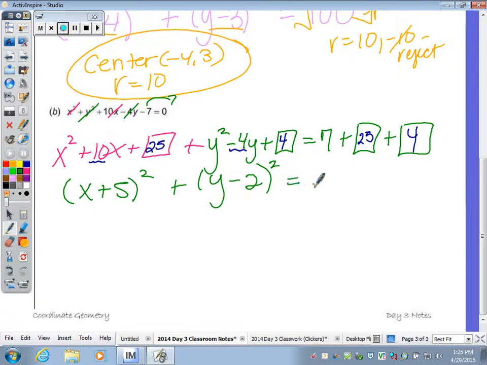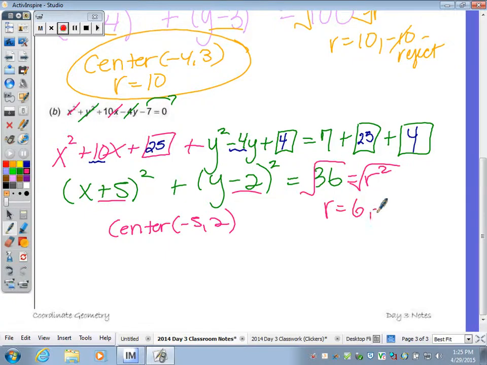And then equals, what's the sum of 7, 25, and 4? 36, which is another perfect square. You don't always get a perfect square. So our center, again looking here, is (−5, 2). Again, the radius is going to be 6.